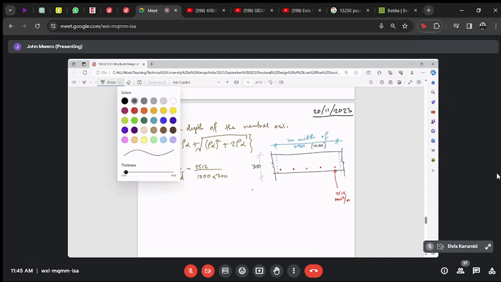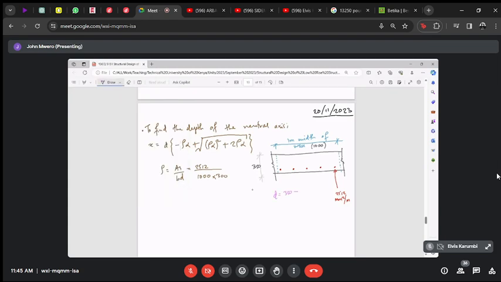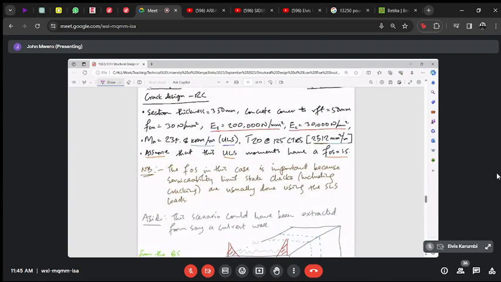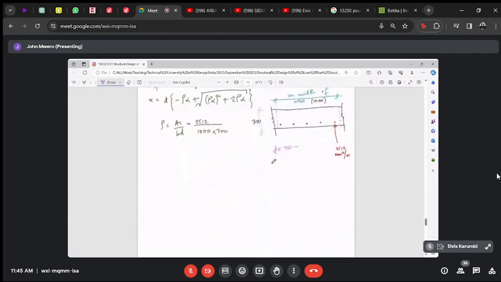Now with that, we can easily calculate the effective depth. Effective depth, d, is 350 minus the concrete cover, which we have been given in this problem as 50 millimeters. So approximately the effective depth is 350 less 50, which gives us 300 millimeters, which is this value here.